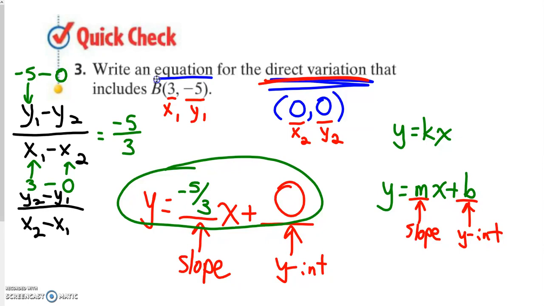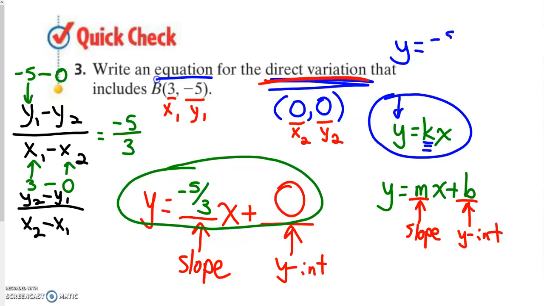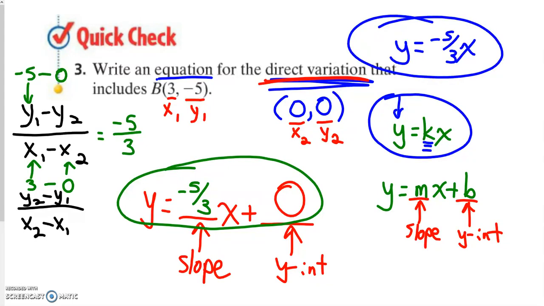Or I could use this equation right here. Y equals kx, remember k stands for your constant of variation or your slope, and I know my slope is negative 5/3. X, and I don't need to write plus 0. So it's a direct variation. I can get by with this right here.